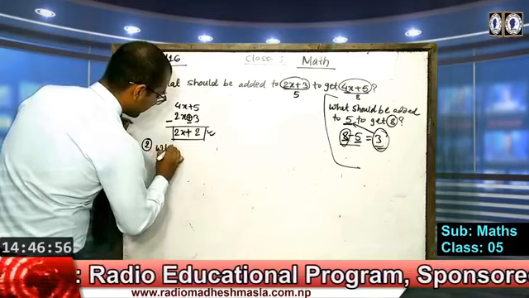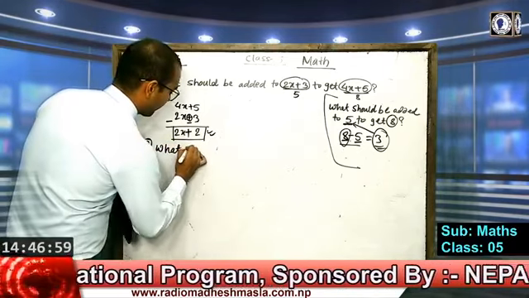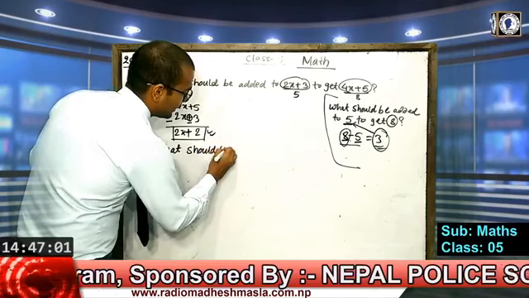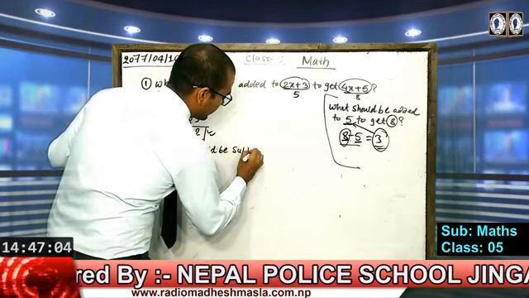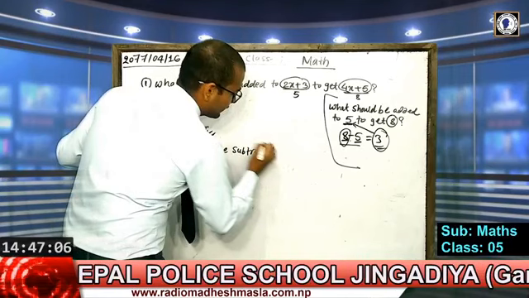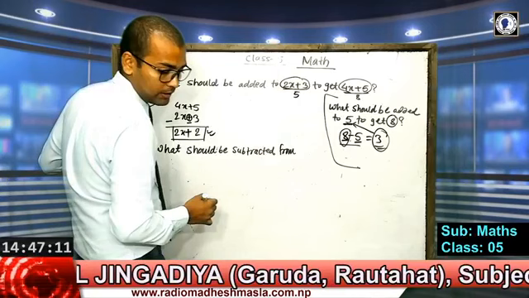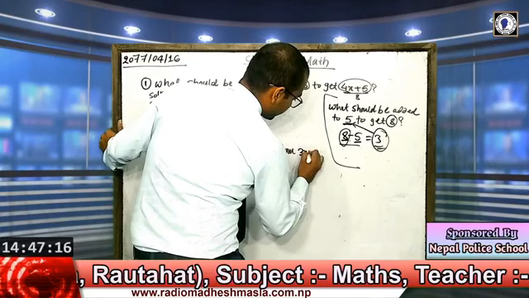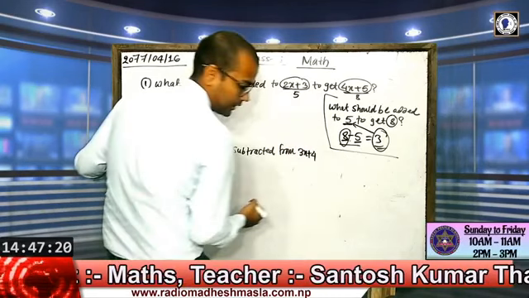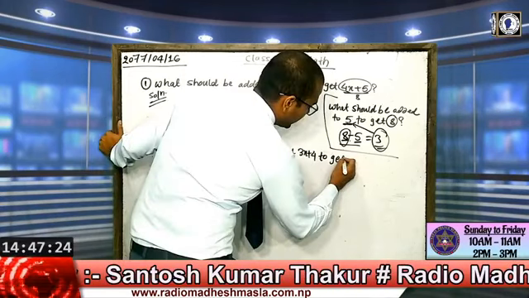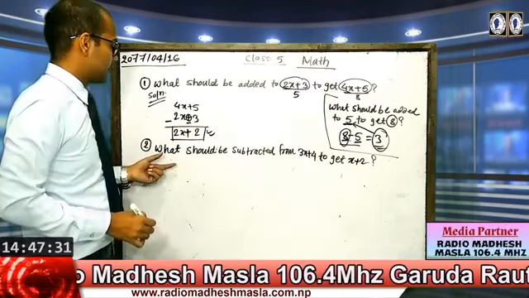Your question would be like this: what should be subtracted from 3x plus 4 to get x plus 2? Yes, we have the question: what should be subtracted from 3x plus 4 to get x plus 2.